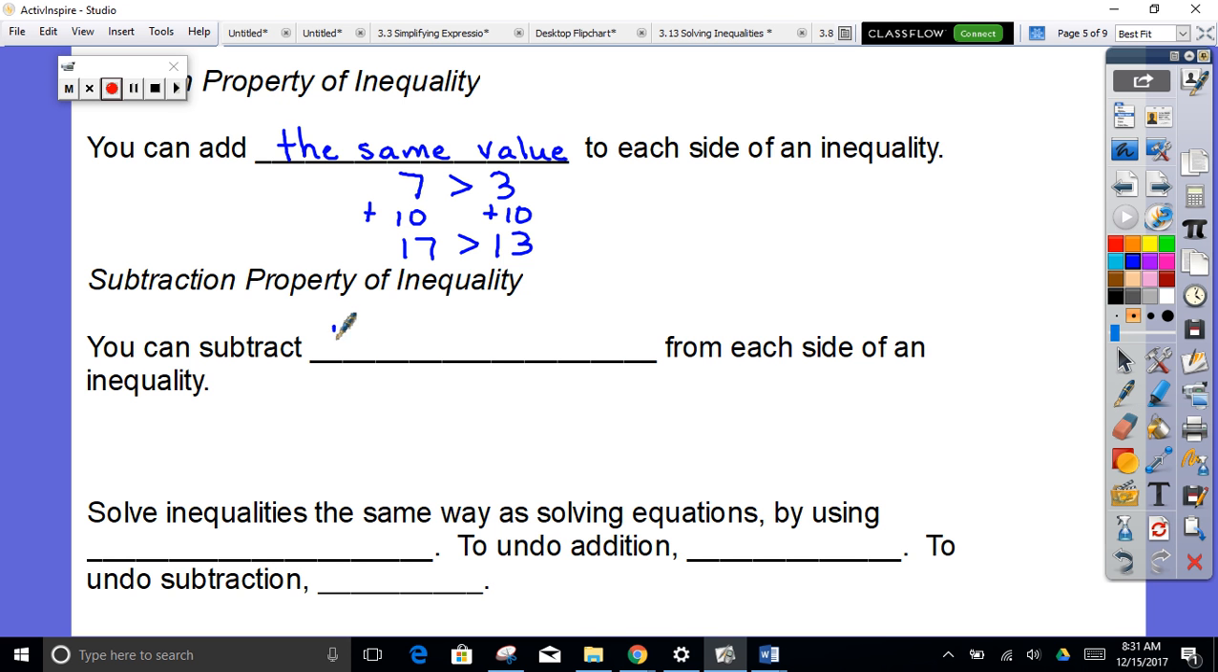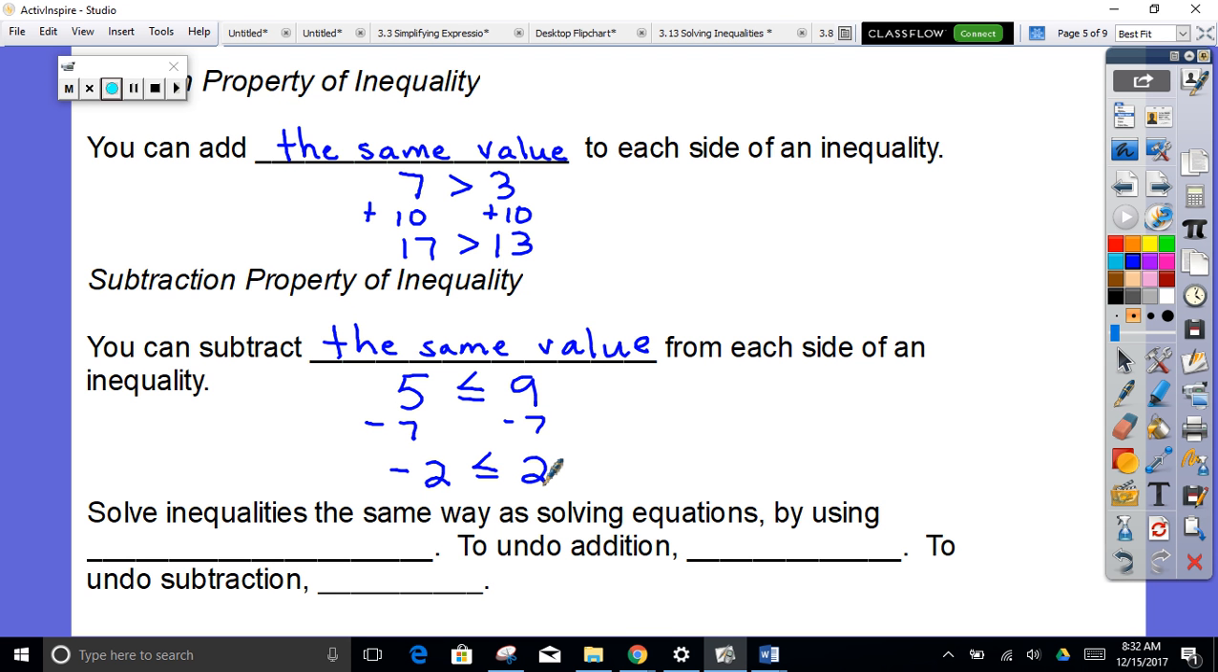All right, next one is the subtraction property of inequality, which is similar. You can subtract the same value from each side of an inequality. So let's do one that's less than or equal to. Let's say 5 is less than or equal to 9. Ross, pick a number to subtract, any positive number. 7. Okay, so if we subtract 7, we get negative 2 is less than or equal to 2.